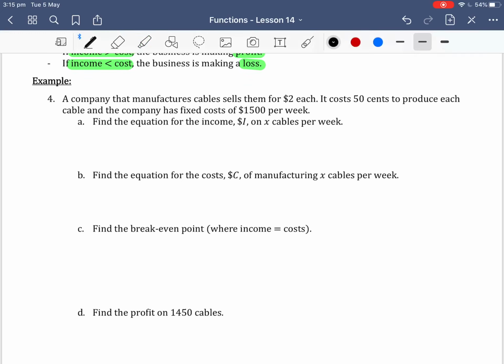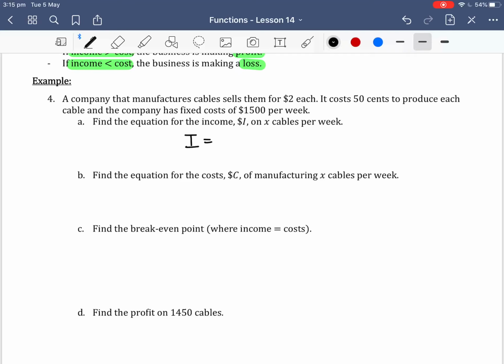So looking at an example, a company that manufactures cables sells them for $2 each. It costs 50 cents to produce each cable, and the company has fixed costs of $1,500 per week. We want to find the equation for the income on x cables per week. So we're going to say that I equals something. So this is how much the company makes each week.